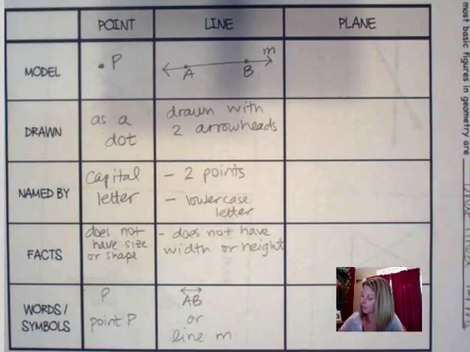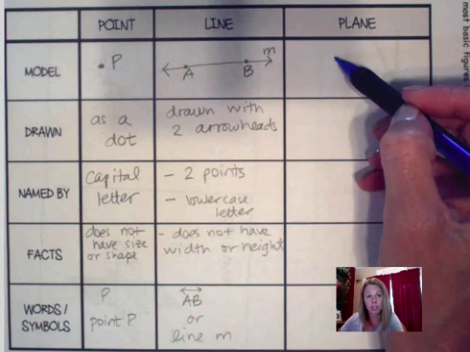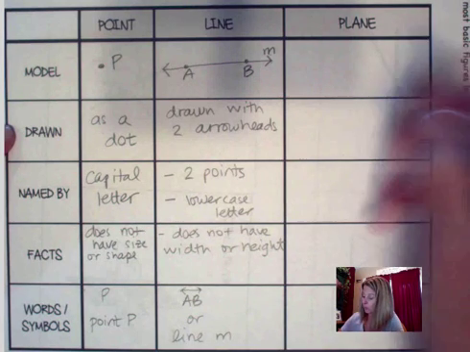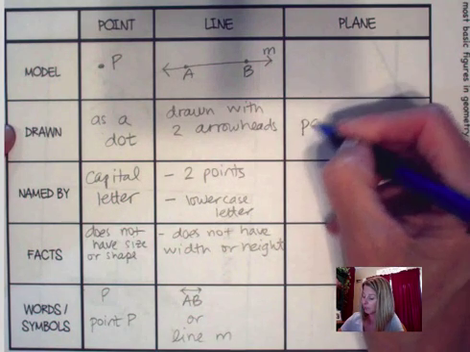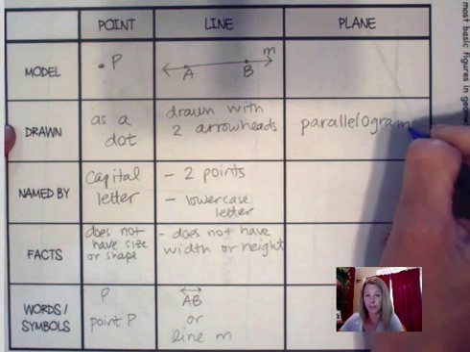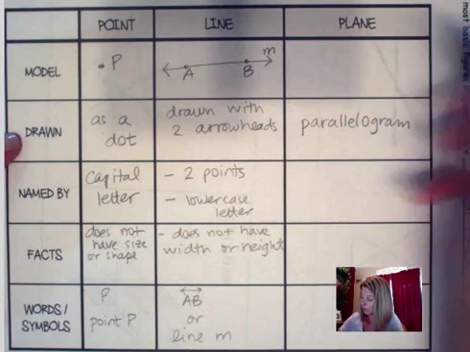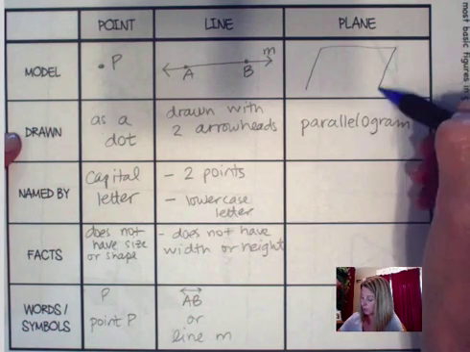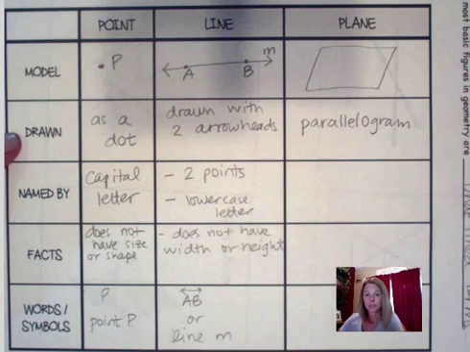Lastly, plane. Planes are often drawn, let's actually start with what it's drawn with. It's some sort of 4-sided rectangle or parallelogram. Most of the time it's a parallelogram. So let's write the word parallelogram in the drawn section, and then I'm going to come back up to the top for the model and draw a parallelogram.